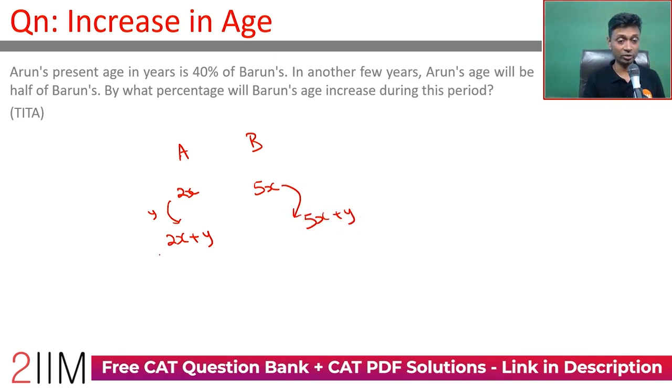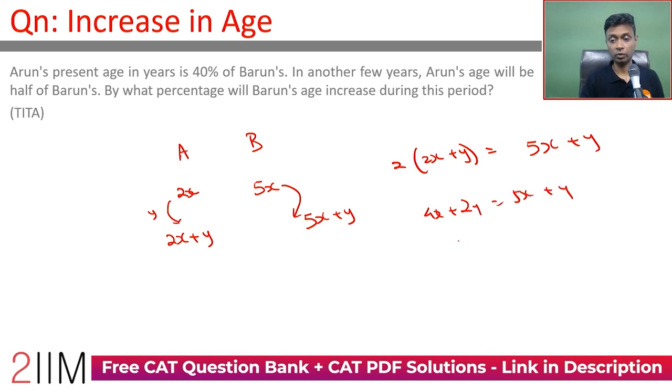This is twice of this. 2 times 2x plus y is 5x plus y. 4x plus 2y is 5x plus y, or y equals x. So Barun's age goes from 5x to 6x. By what percentage did it increase? 20%. It goes from 5x to 6x, percentage increase is 20%. Very simple question.